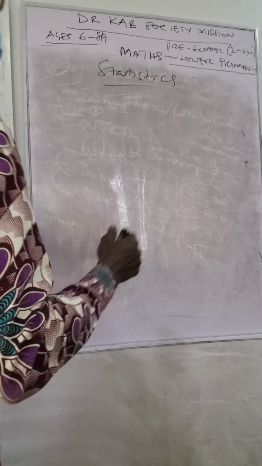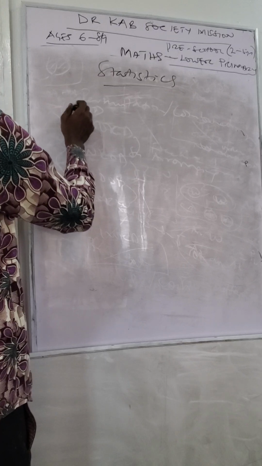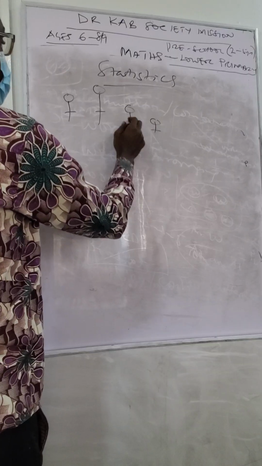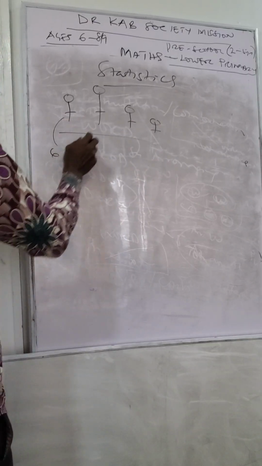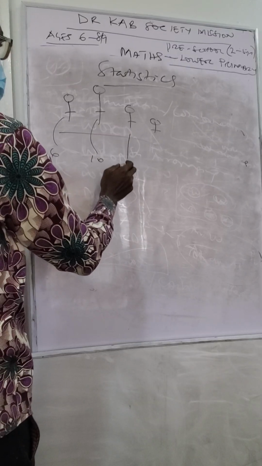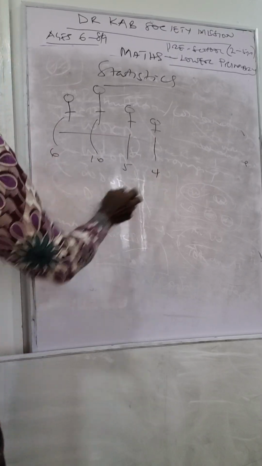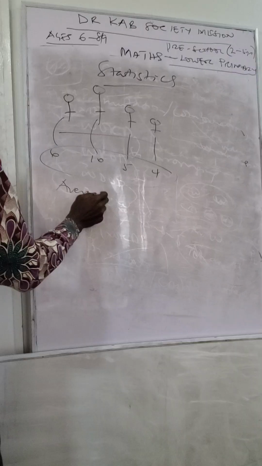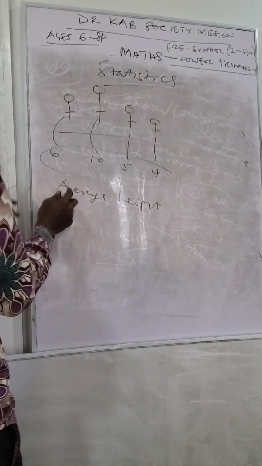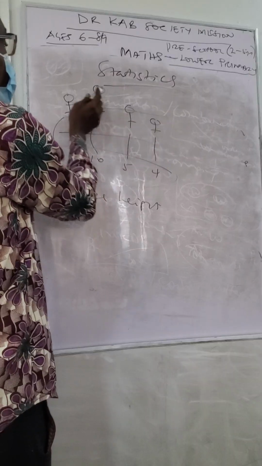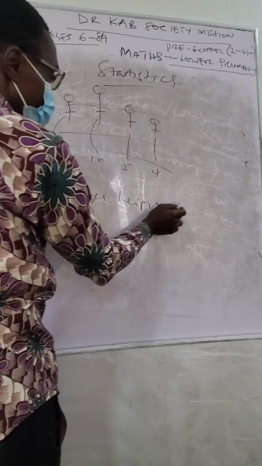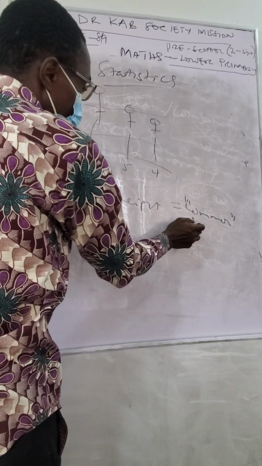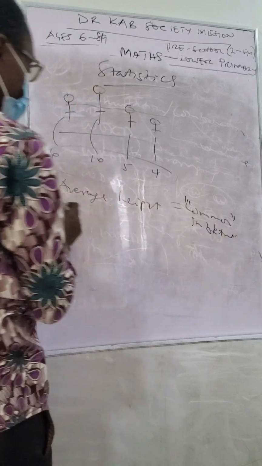Now the last part I'm talking about is statistics. So let's say you have people. This one's height is 6, this one's height is 10, this one's height is 5, this one's height is 4. So they are in a class. If I ask you what is their average height, when you say average, it means you want to find something that will be common for all of them, or in between for all of them.